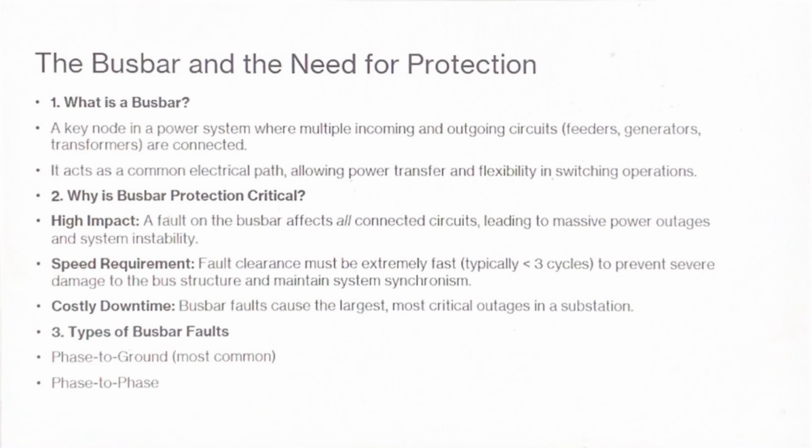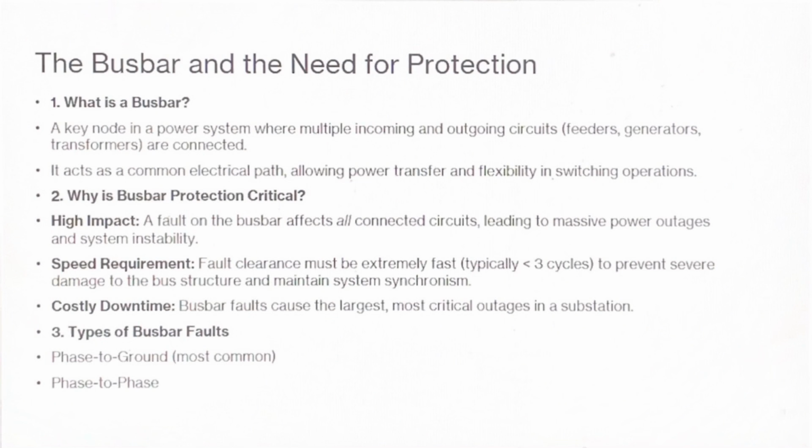Let's start simply. What is the bus bar? It's an electrical junction where multiple incoming power sources, outgoing feeders, and critical equipment like generators and transformers meet. It provides the system with flexibility, allowing us to switch power paths as needed. But that flexibility comes with a massive liability.